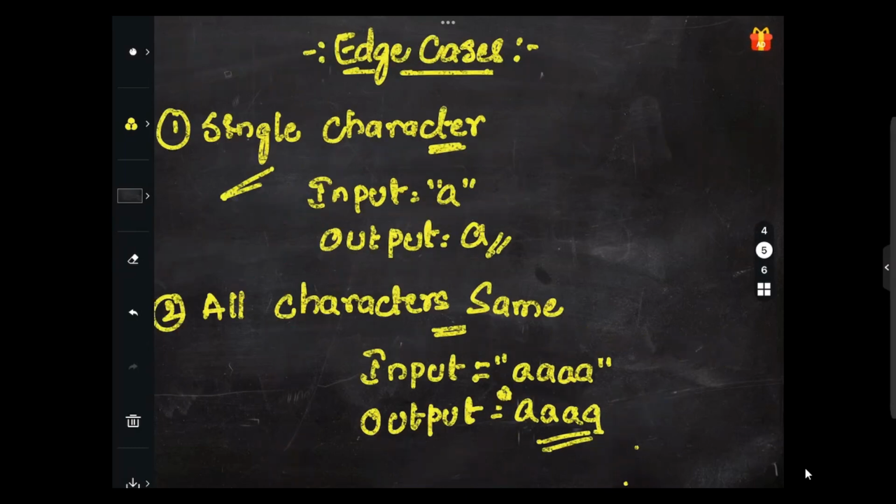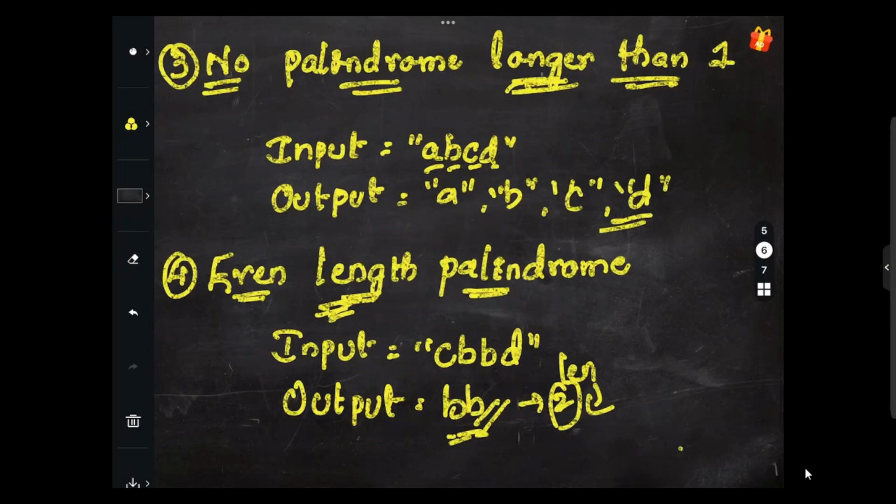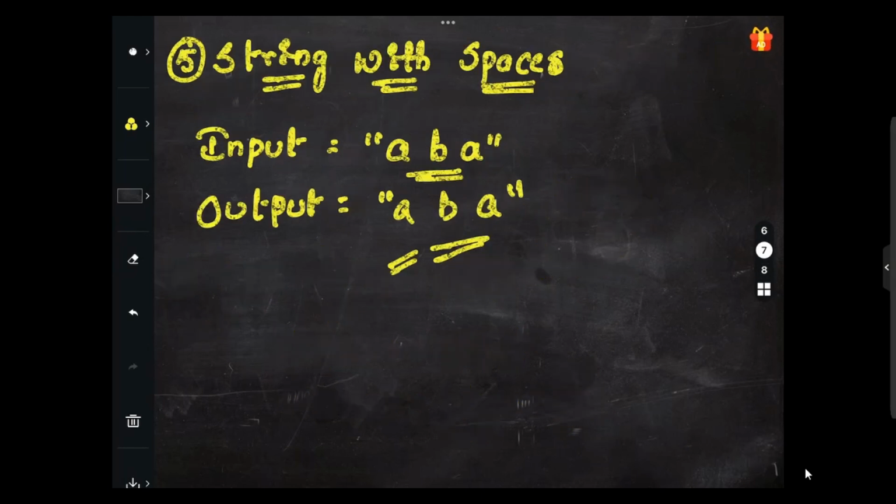The first edge case that we went with here is single character. The second edge case is all characters same. Third edge case is no palindrome larger than 1. Fourth edge case is even length palindrome, and the final edge case that we went with here is string with spaces. I hope all the edge cases are clear. Now let's start writing the code.